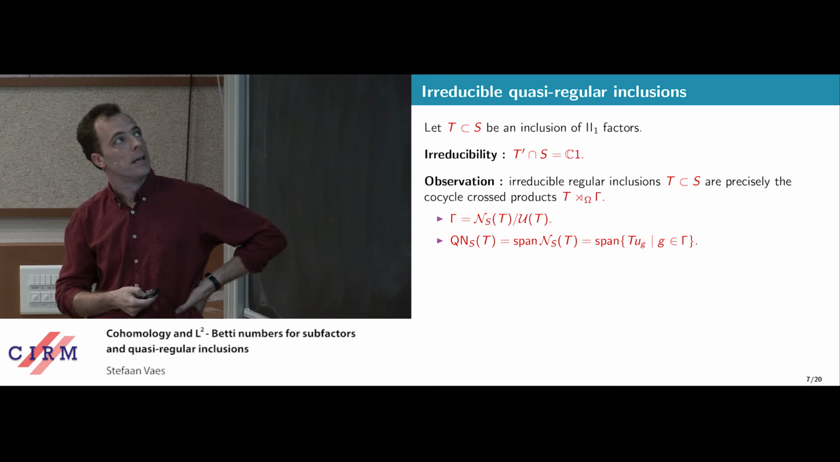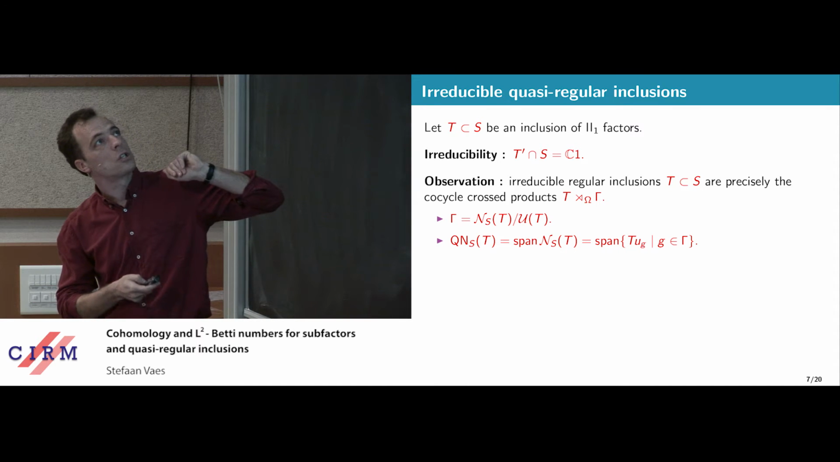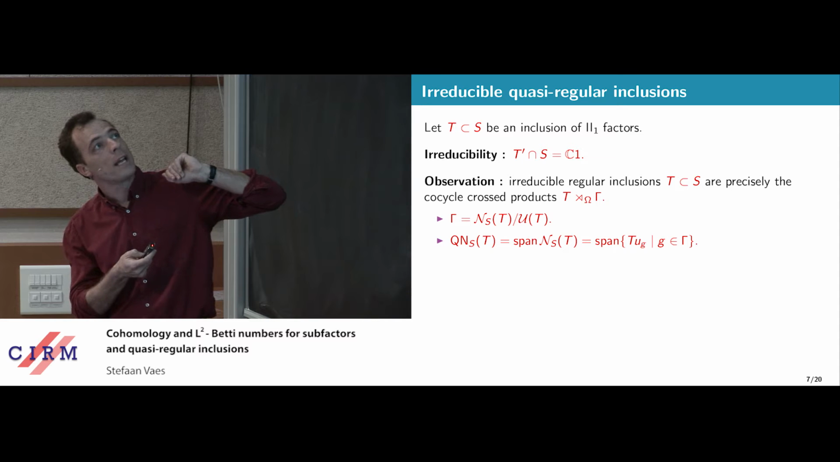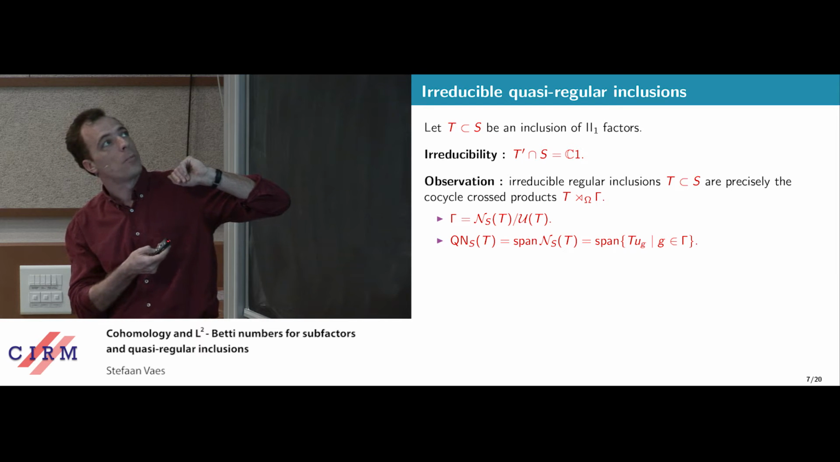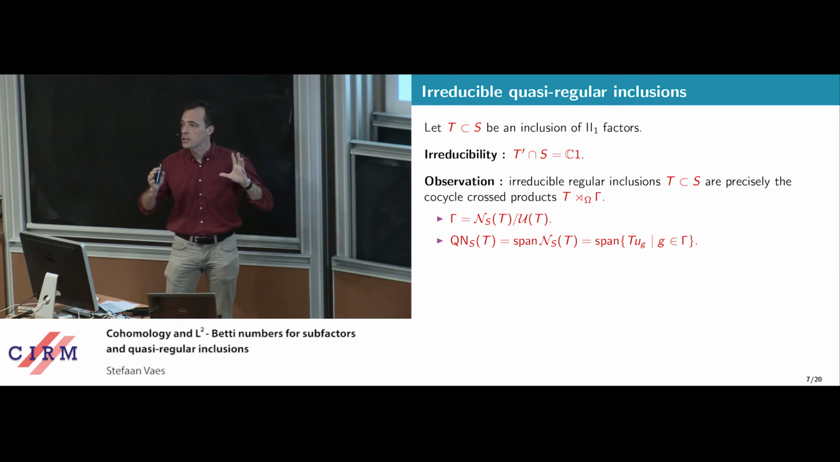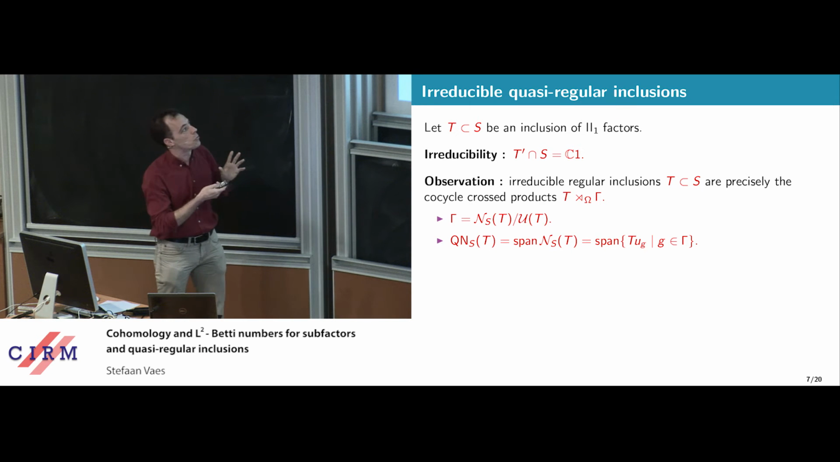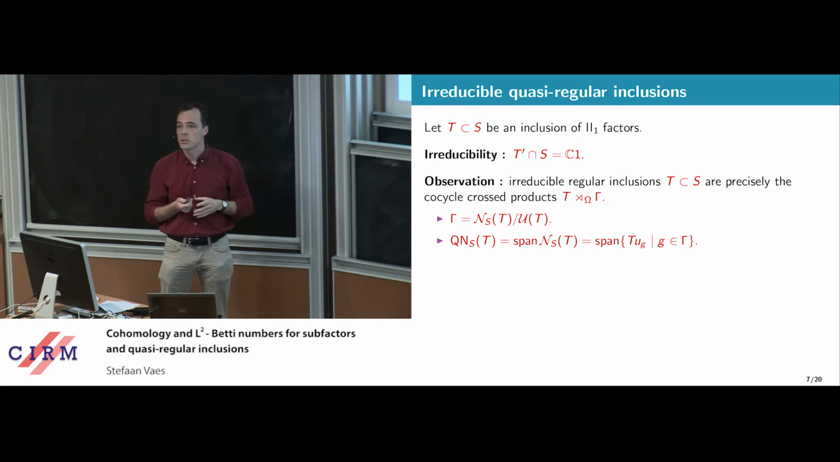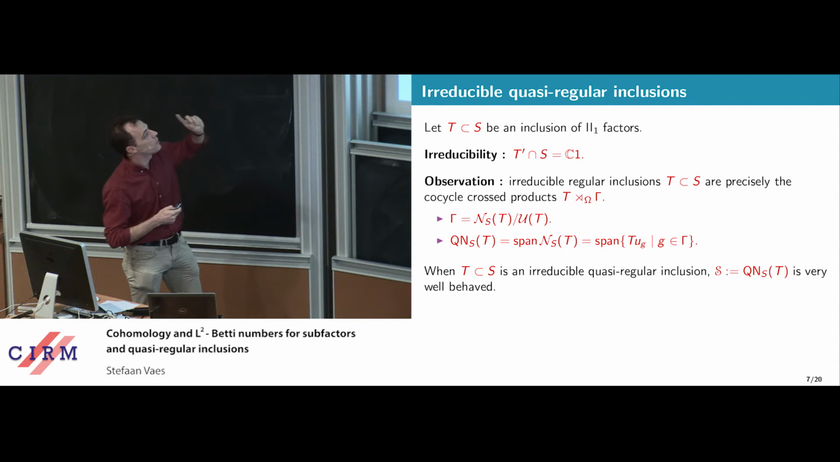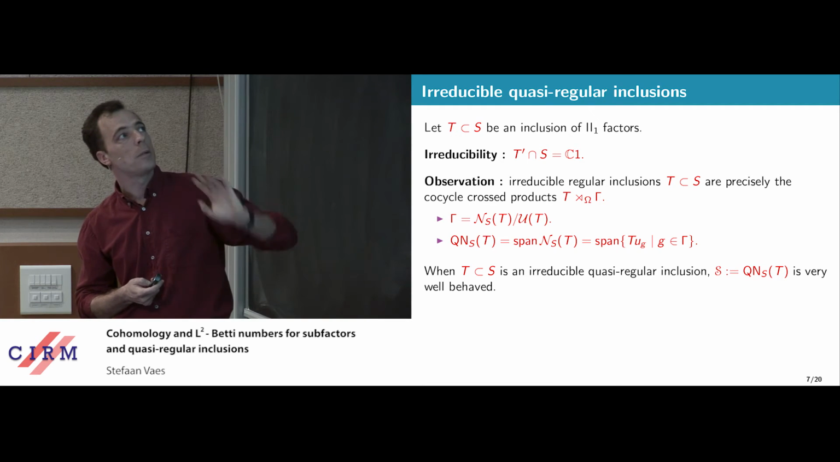And I'm telling you this because it shows you that in the irreducible regular case, this quasi-normalizer is a very canonical and nice algebra. It's like the algebraic cross product of T and gamma. It's just taking the linear span of the elements T, U, G. And the same happens if you take an irreducible quasi-regular inclusion. Then this quasi-normalizer as an algebra is very well behaved.